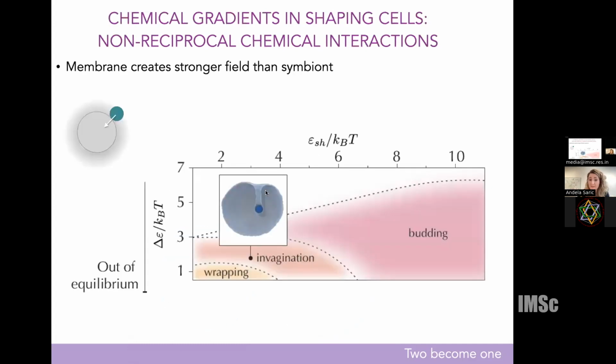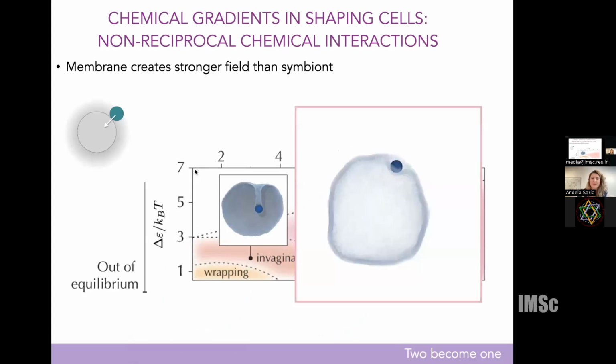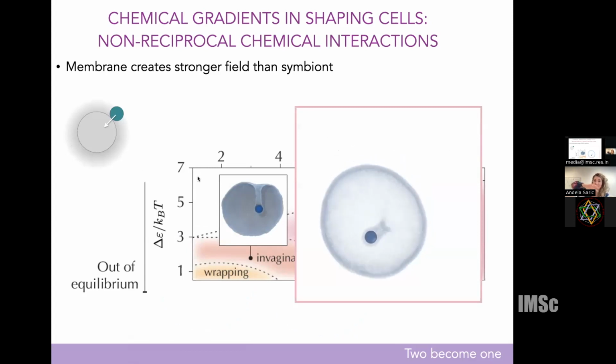But what if you break the symmetry now? What if the symbiont wants to follow the gradient of the cell, but the cell does not care about the symbiont? What we see in that case is you create kind of an internal tube, like an invagination that's very dynamic. It grows and shrinks a bit. Because the symbiont wants to follow the cell, it creates kind of a point force, and the membrane responds to a point force by growing a tube.